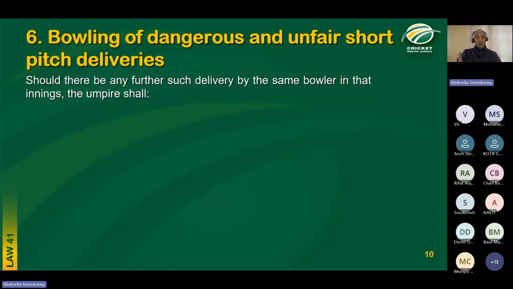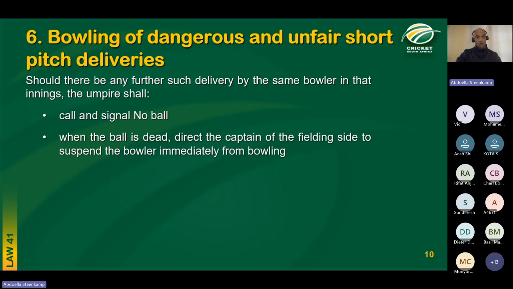So what happens if, again in the same innings, there are more short pitch deliveries by the same bowler? What is the punishment now? You've already given a first and final warning, and the bowler is not adhering to it. The bowler is continuing. So now we'll again call and signal no ball. But now we'll call the captain of the fielding side and tell the captain, please suspend this bowler immediately from bowling.